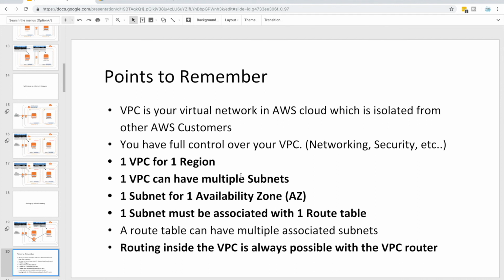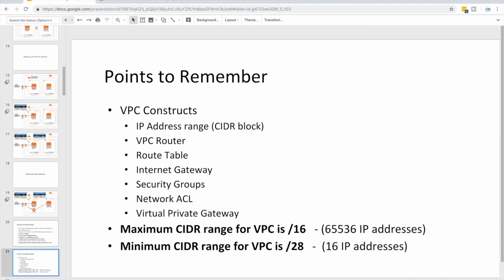But a VPC can have multiple subnets. And again, a subnet belongs to one availability zone. A subnet cannot span across the availability zones of that region. Also, a subnet must be associated with a route table. We have already seen that. A route table can have multiple associated subnets, so we can define our custom route tables and associate them with multiple subnets if we want. Also, routing inside the VPC is always possible with the VPC router. We have seen that. Let's move on.